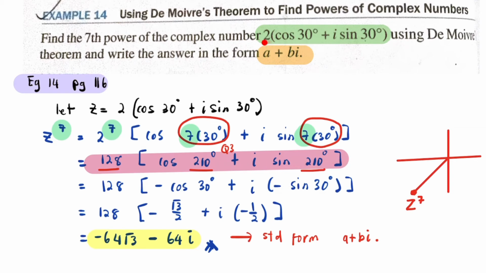However, here they ask you to give the answer in terms of a plus bi. So just use a calculator here. This is minus root 3 over 2. This is negative half. So just multiply the 128 inside. So this is the final answer since the question asks you for standard form a plus bi. So you can see here that if the question asks you for polar form, we don't have any problem with this argument here because this is in one cycle.